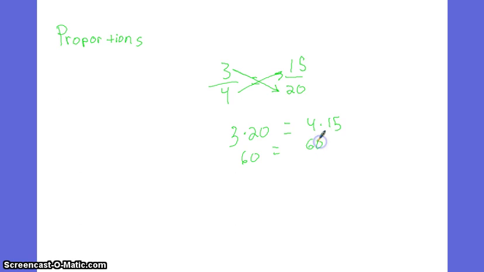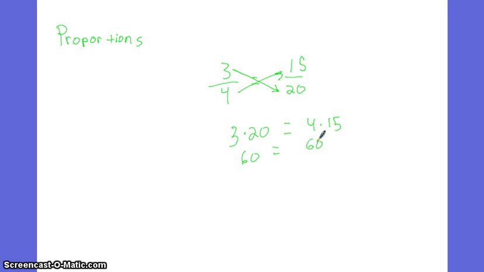Now with proportions, we have the ratio 3/4 equals 15/20. Now we should already know that 15/20 reduces to 3/4. But that's not the problem with this. The problem with this is I want you to find out how this works. So we do that by doing cross products. Cross products means we're going to multiply. We're going to do 3 times 20, and we're going to find that that should equal 4 times 15. 60 equals 60. And that means we have a proportion set up.